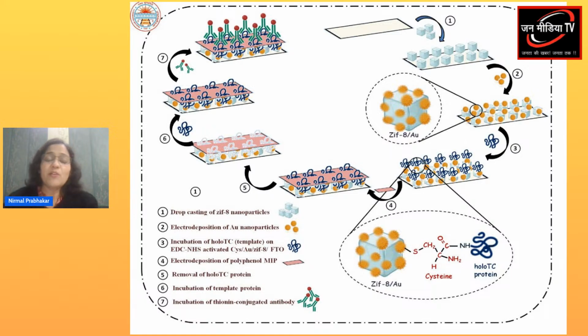So by assuming that holo TC molecule is there, after that we used this thionine conjugated antibody. And because this antibody is highly specific to holo TC, it would bind to holo TC only. If holo TC is there, then this antibody would be there, and if this antibody is there, then only we will get the signal of thionine. So this is the working strategy for the estimation of holo TC in serum.